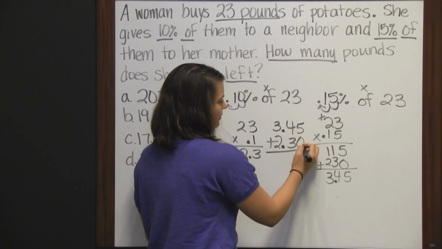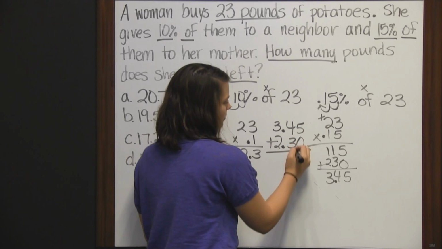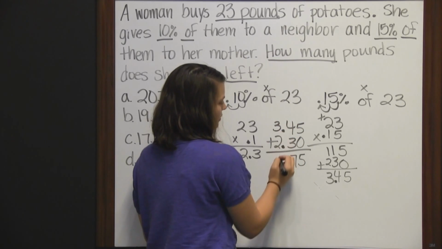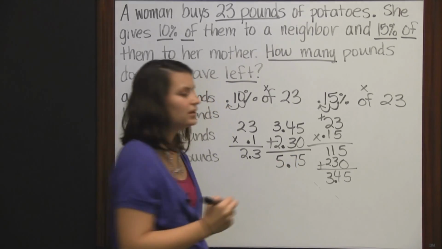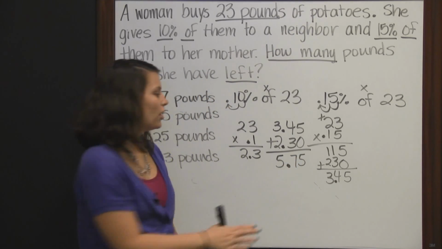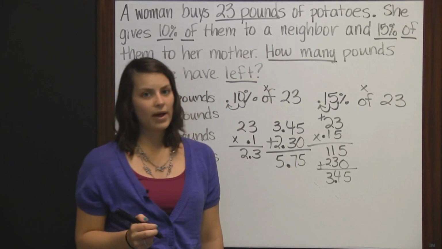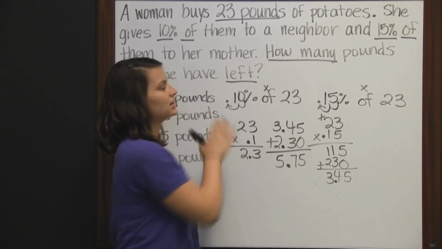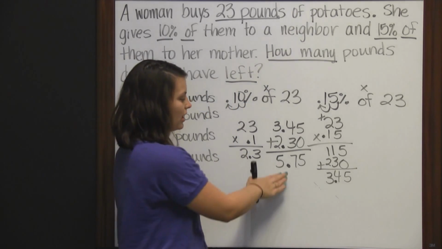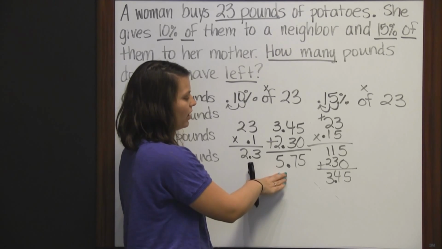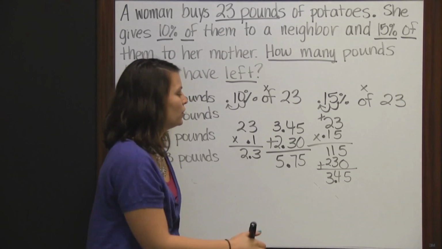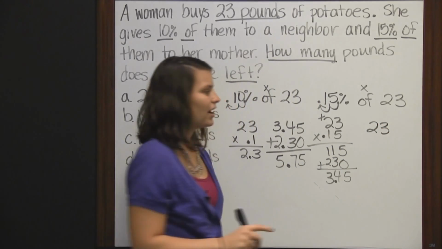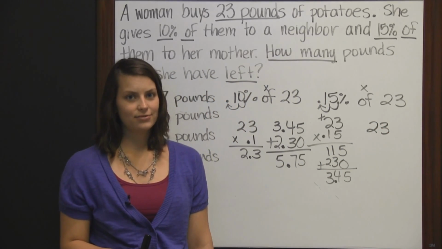5 and 0 is 5. 4 plus 3 is 7. Bring down that decimal. 3 plus 2 is 5. So now we know the total amount that she gave away. And using that, we can figure out how much she has left after she gave away the 5 75/100 pounds. So we'll take our 23 pounds and subtract 5 75/100 pounds.